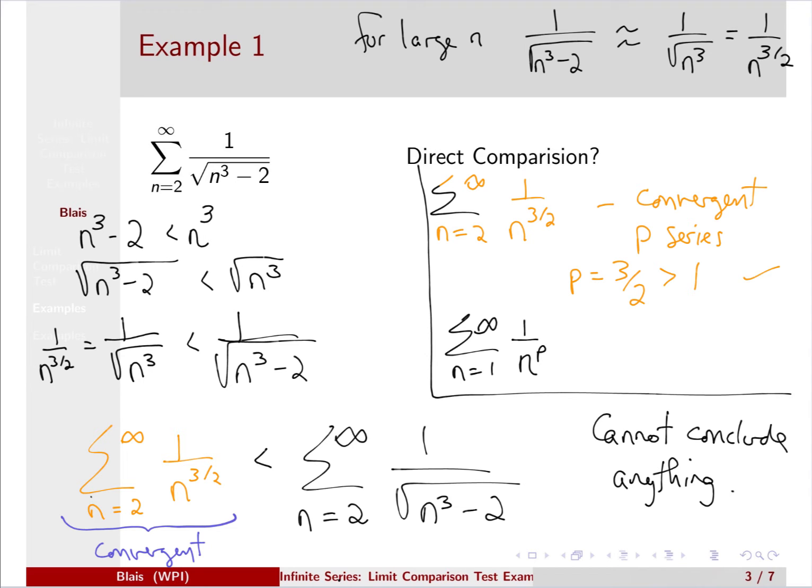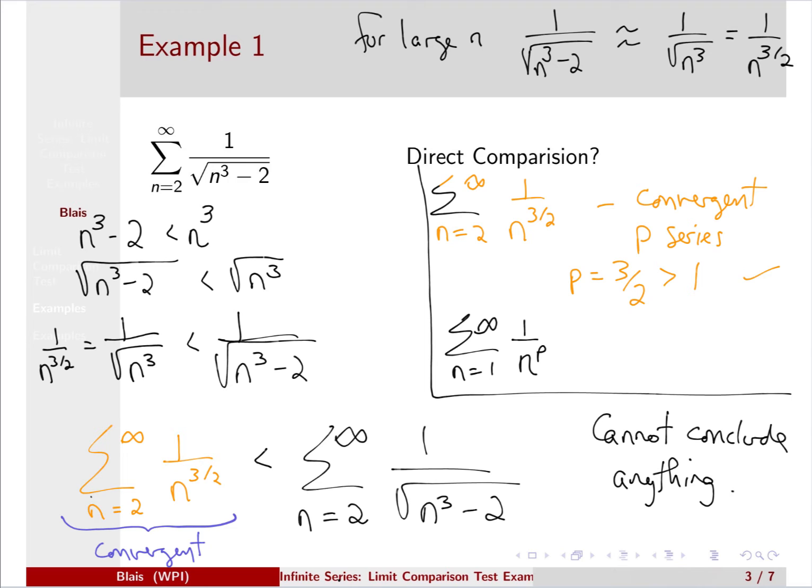But that being said, we really do have the right idea here. The idea that this sum, as n is getting larger and larger, is looking more and more like the sum of 1 over n to the 3 halves, and thus our sum should converge, that's still a valid intuition. Our direct comparison test, it's actually worth noting, would have worked just fine if this minus 2 was a plus 2.